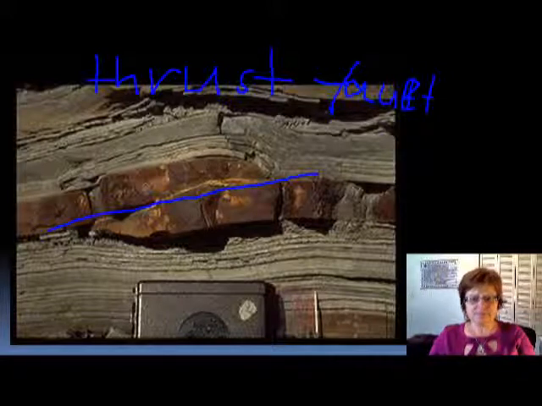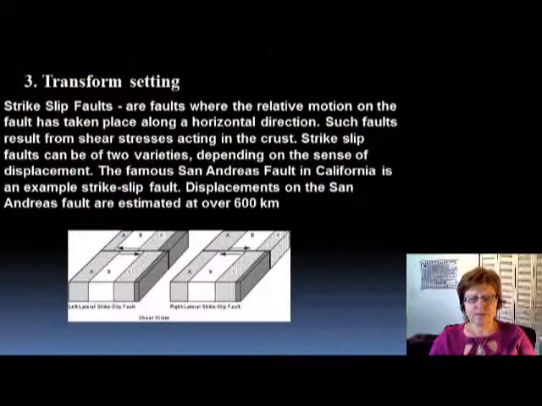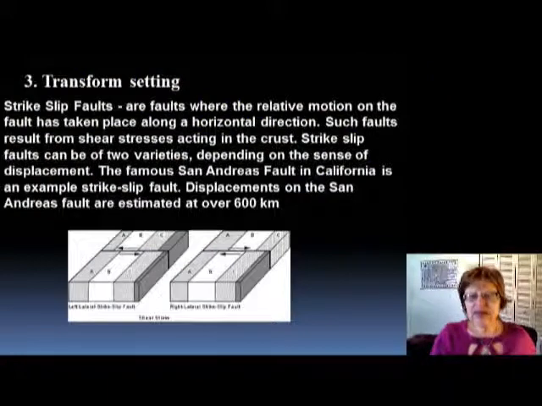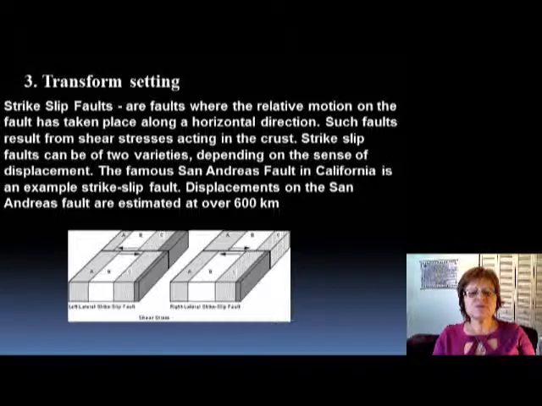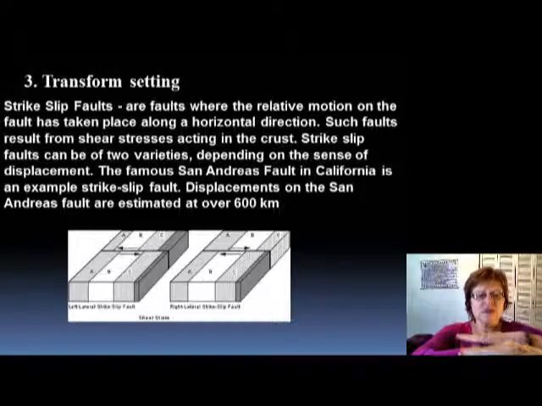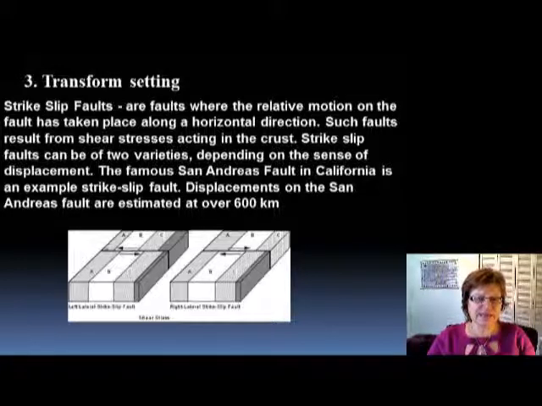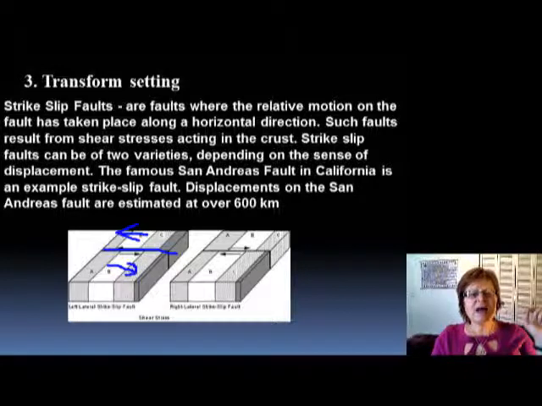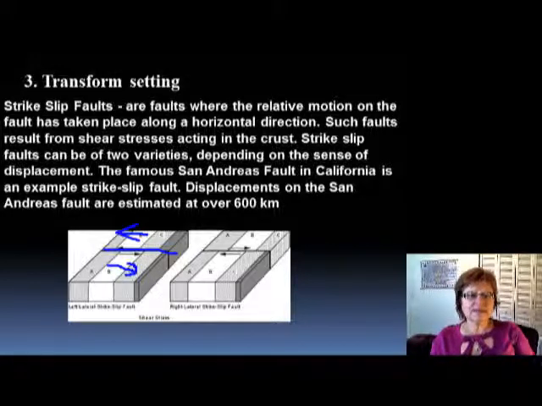Okay, the third kind of plate tectonic setting, we should say the transform setting. And this is when the plates are sliding next to each other, as you can see right here. So one plate is going this way, the other one is going this way. And we have two kinds, the so-called left and right lateral strike slip faults. It says right here, strike slip faults.